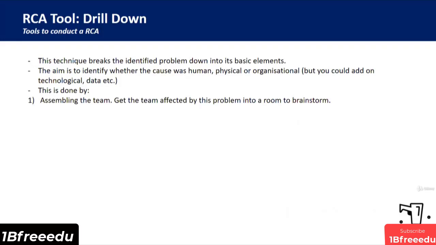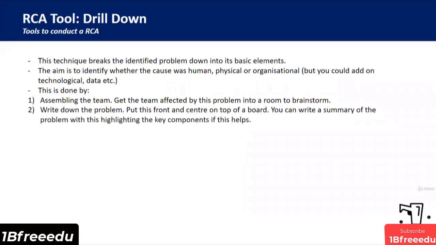Firstly, as with most of these tools, assemble the team. Get the team affected by this problem into a room and get them brainstorming. Again, write down the problem. Make sure that problem is front and center on the top of a board so people know exactly what problem they are looking to drill down. You can write a summary of the problem with this, highlighting the key components if this helps.